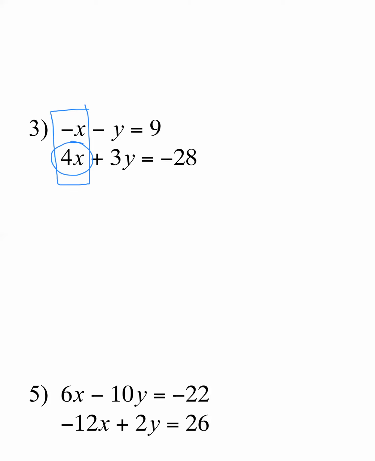Yeah, I could just multiply by 4, can't I? Right? If I multiply that top one by 4, that's going to turn the top value into negative 4, which is the opposite of the positive 4. So yeah, that's a really easy option.